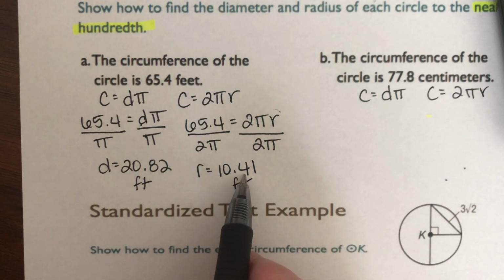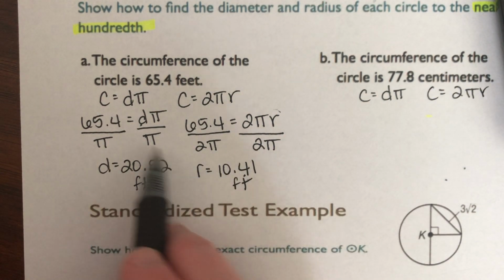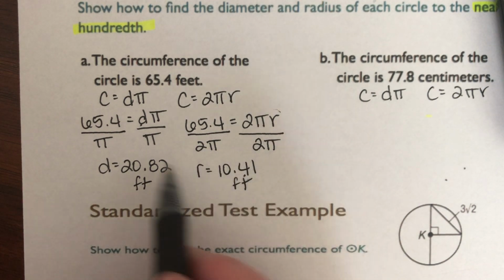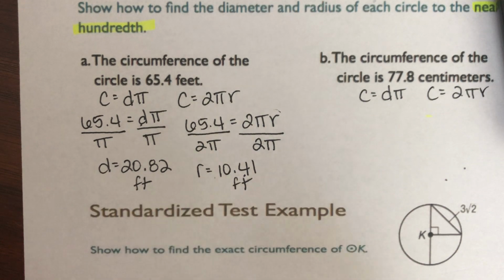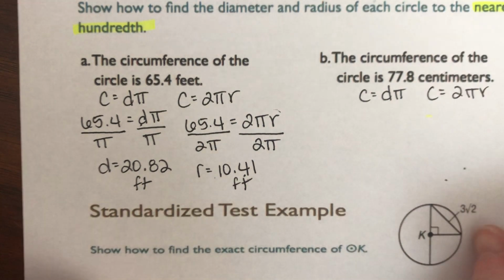And is 10.41 double 20.82? I mean, sorry, is it half of 20.82? Yes, and the radius is half the diameter. So that makes sense. Okay, let's do another one.